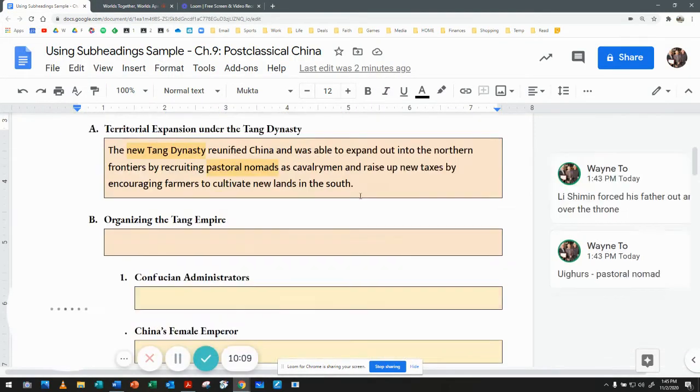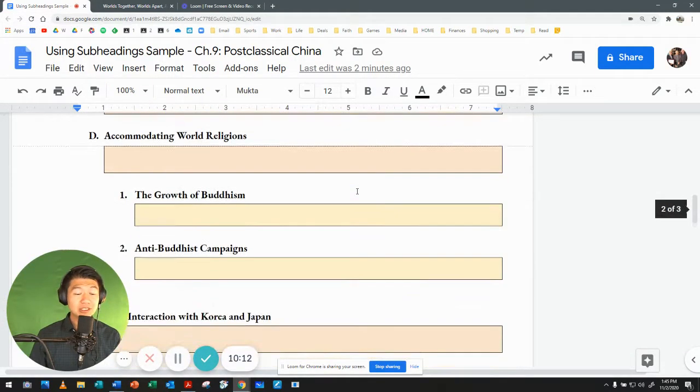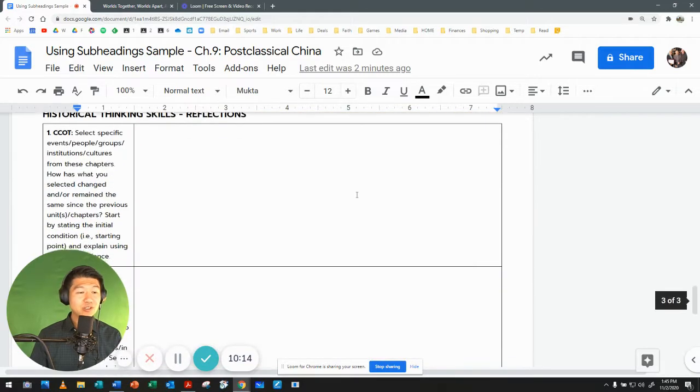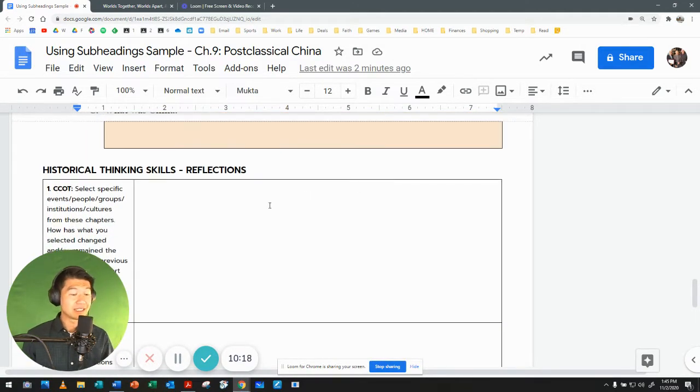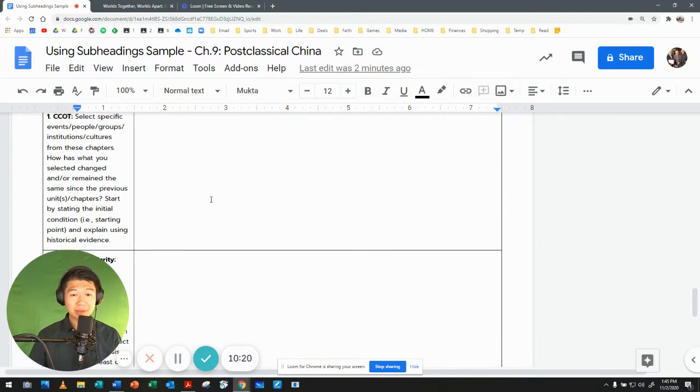Do this for each of the major subsequent sections. And then from there, you have the historical thinking skills reflections, the quick hits at the end, to be able to answer if it's applicable. If it's not there, you do not have to do it. But otherwise, this is the using subheadings method.